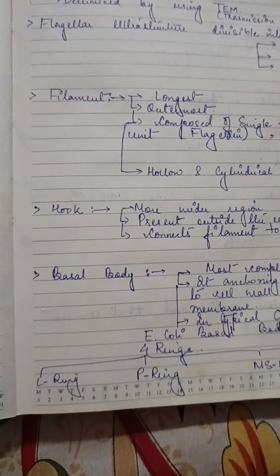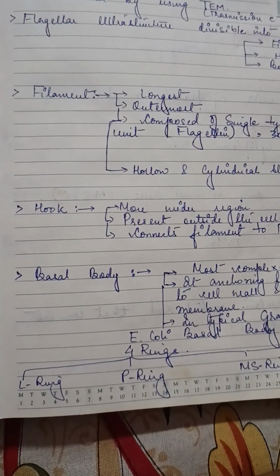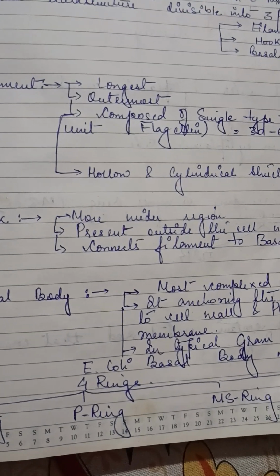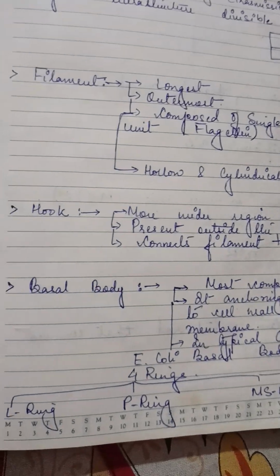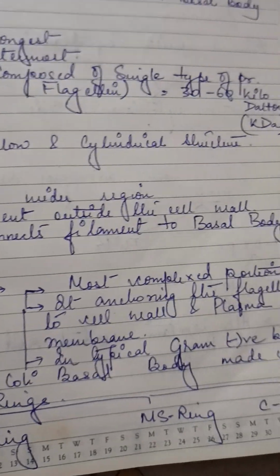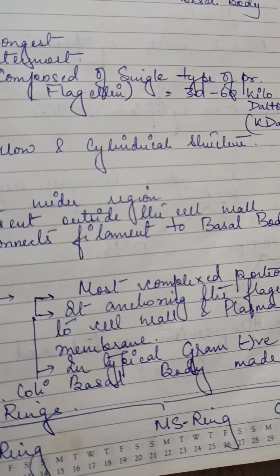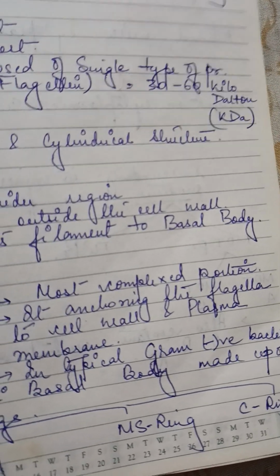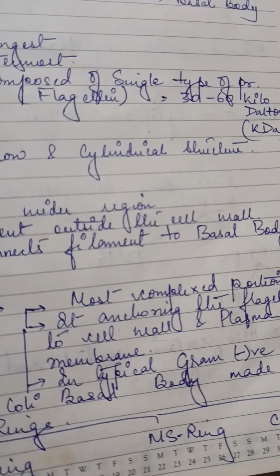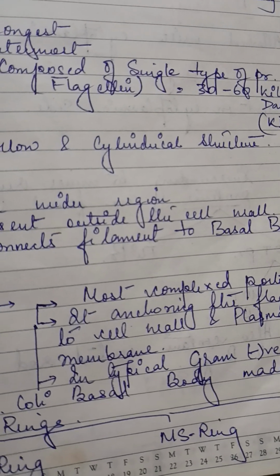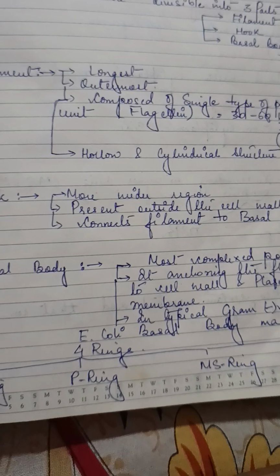Next is the hook. This hook connects the filament and the basal body. It is the wider region and is present outside the cell wall. When we talk about the basal body, it is the complex portion of the flagella, and it anchors the flagella to the cell wall and plasma membrane.